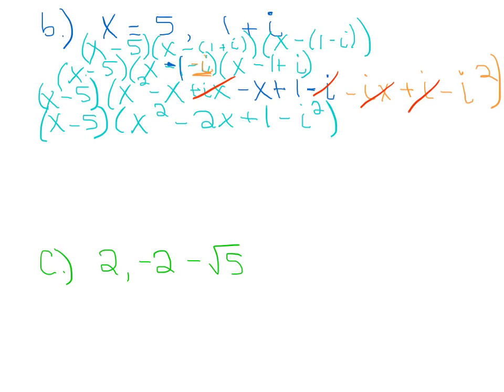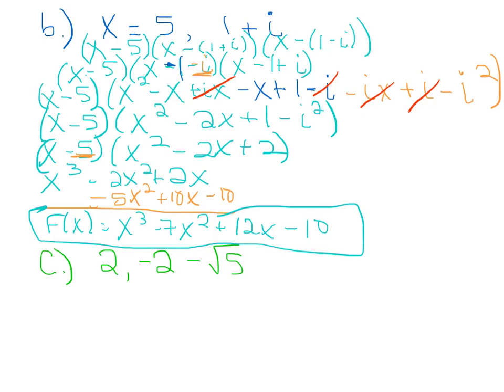Don't forget, i squared is really equal to negative 1, so I'll plug in negative 1 and continue to simplify. And now we can distribute our x and our negative 5 through to the trinomial. So hopefully we came up with the same answer here. And I want you to go on now and try part C.